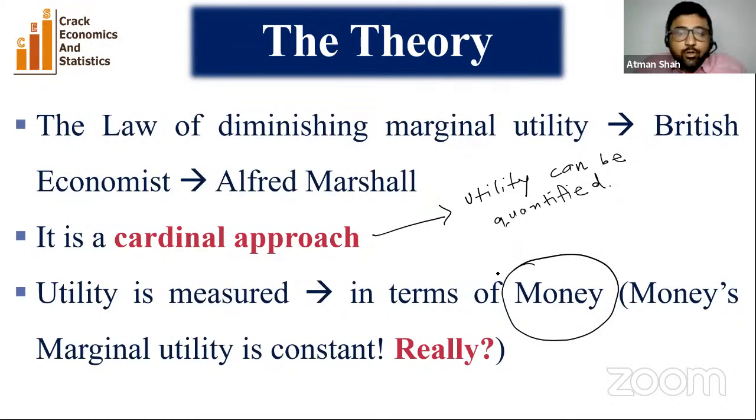Marshall tried to measure the marginal utility in terms of money because he assumes that the marginal utility of money is constant. Now there is a huge debate whether the marginal utility of money is constant or not. But Marshall assumes that the consumer spends a very negligible amount on a single commodity out of his total income, and therefore the marginal utility of money is constant. And hence we can compute the utility that consumer derives from a particular commodity in terms of money. That is the idea of cardinal approach.